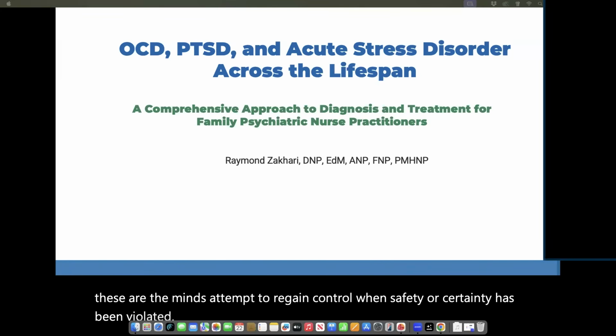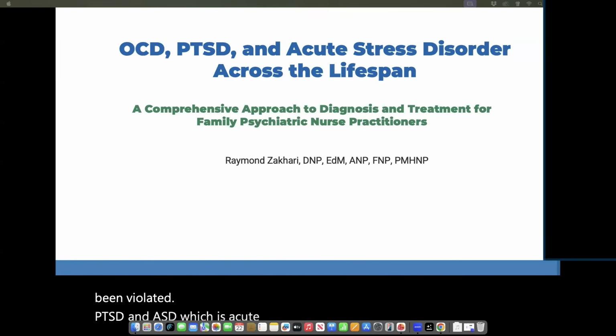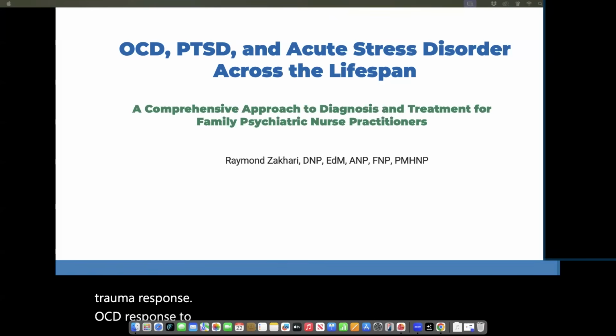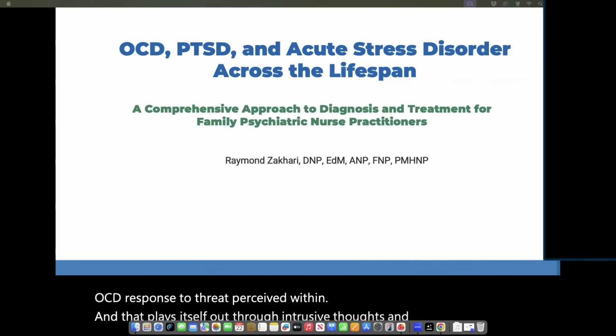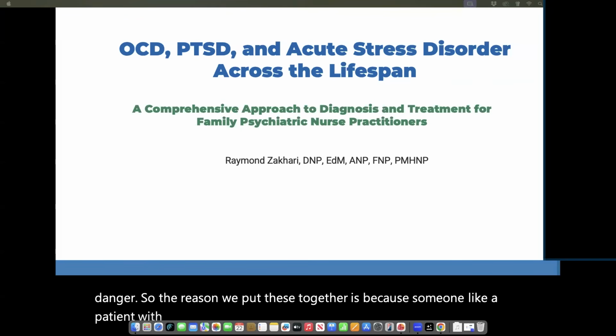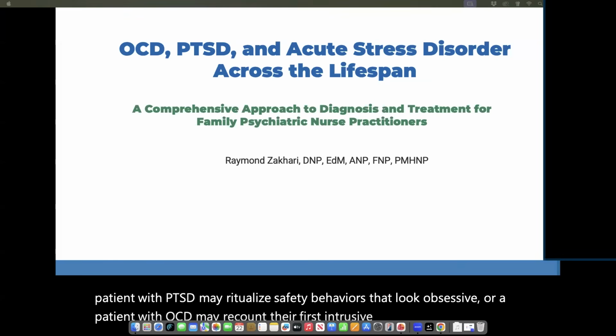PTSD and ASD, which is acute stress disorder, those are both typically trauma responses. OCD responds to threat perceived within. And that plays itself out through intrusive thoughts and that feels danger. So the reason we put these together is because a patient with PTSD may ritualize safety behaviors that look obsessive. Or a patient with OCD may recount their first intrusive thought as a trauma.